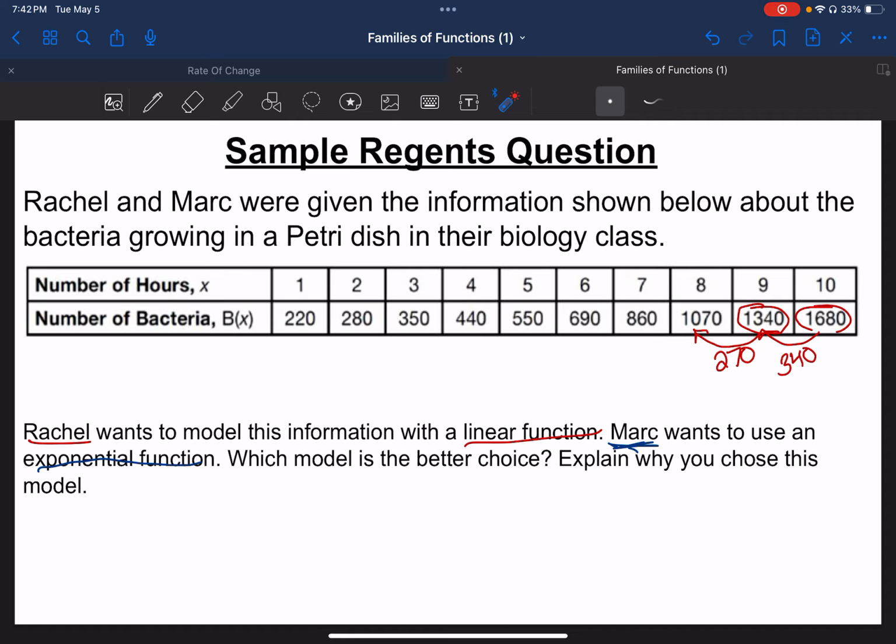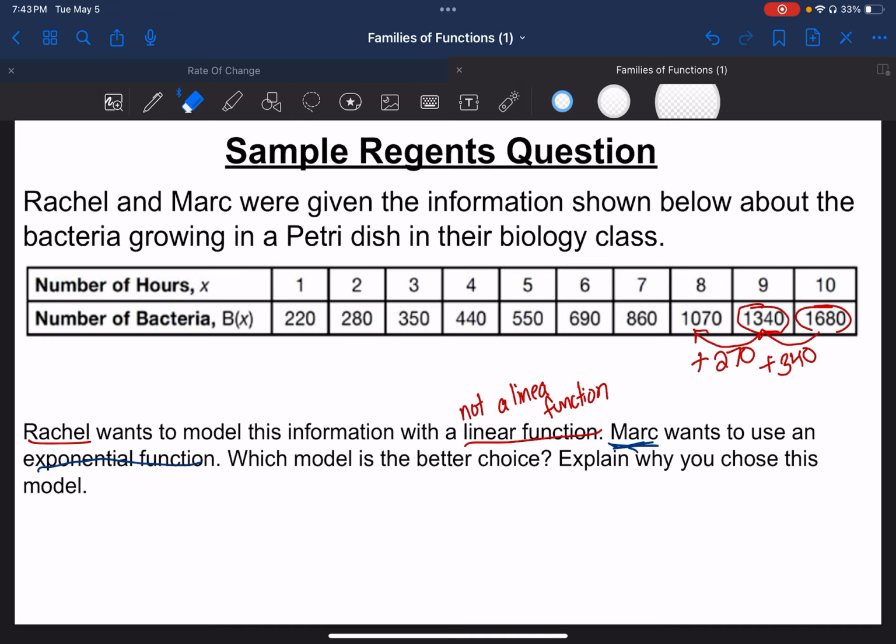Because, now let's not work backwards. Now let's double check going the normal way. So to go from 1,070 to 1,340, we had to add 270, right? And then to go from 1,340 to 1,680, we had to add 340. That means that we're not adding the same thing. So immediately we know that this is not a linear function.